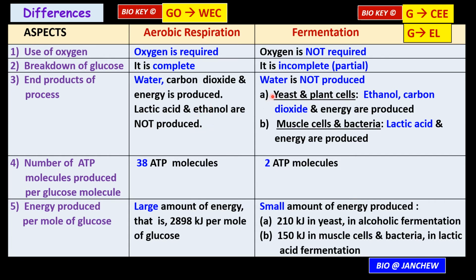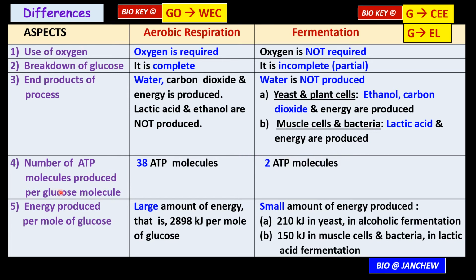Whereas for fermentation, we can see from the equation here, W is not there, so water is not produced. And for yeast and plant cells, which carry out this process, GC, now the C here stands for carbon dioxide, E for ethanol, and the other E is for energy. So ethanol, carbon dioxide, and energy are produced. Then for muscle cells and bacteria, E is for energy, L for lactic acid. So lactic acid and energy are produced, right? So simple. The recall will be very fast.